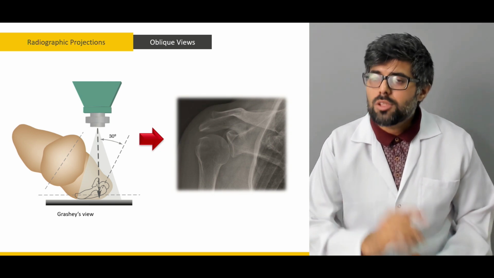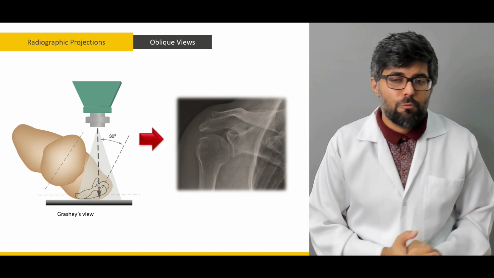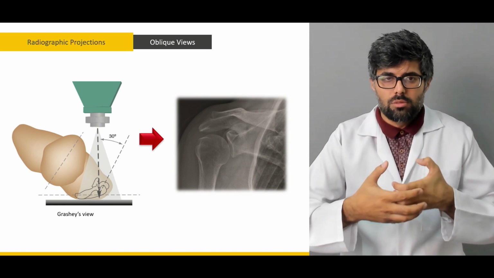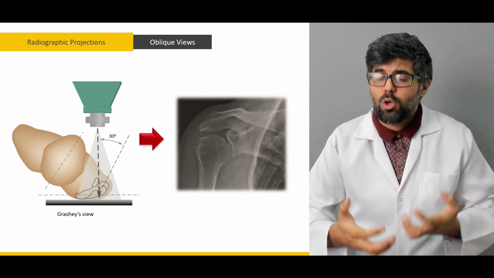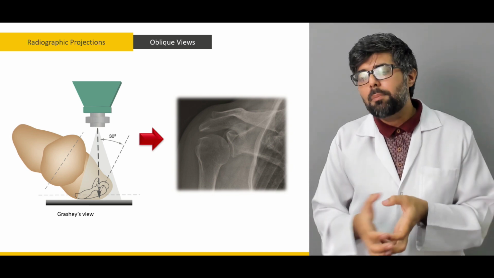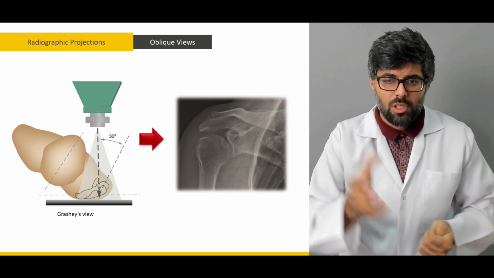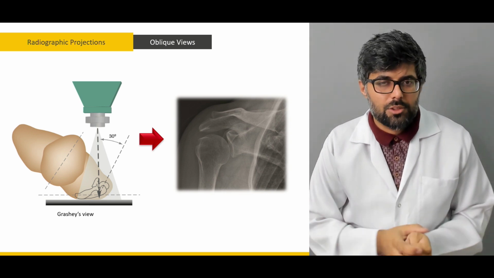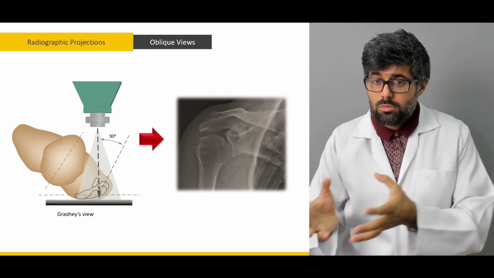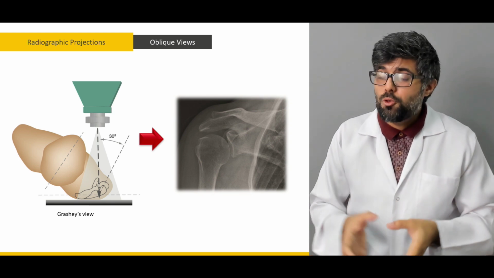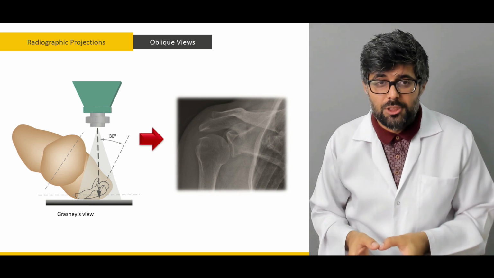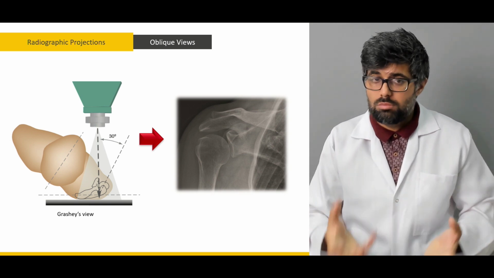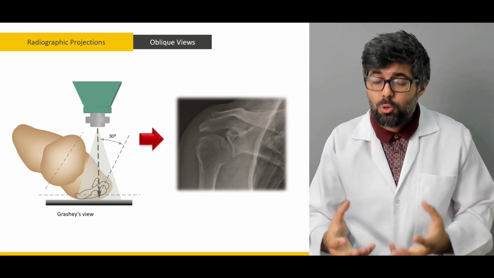Here, if it was either an AP or PA view, the joint would be superimposed upon itself. We do not want that. We want a clear picture of both the humerus, the glenoid fossa, the acromion, and the rest. So, oblique views are usually used in joints to get a better picture of how they are and how to read them.